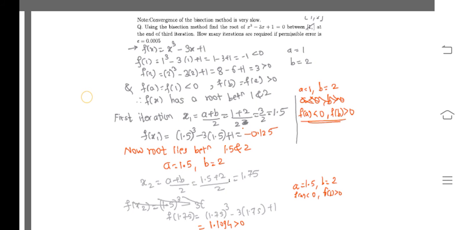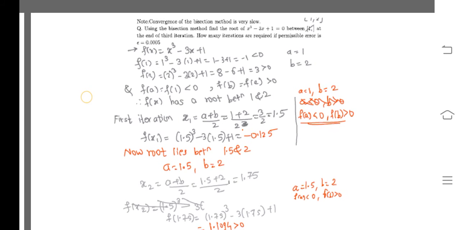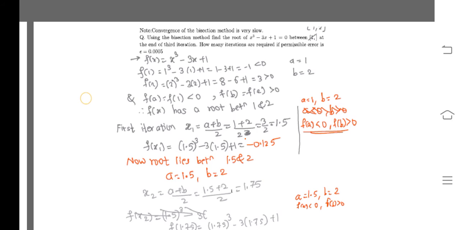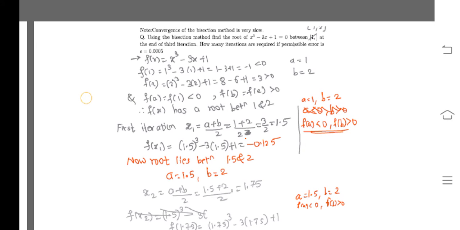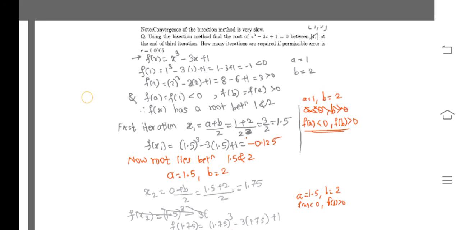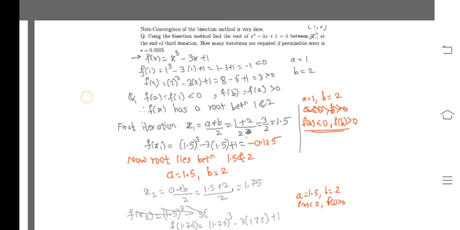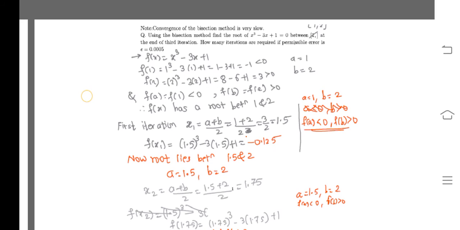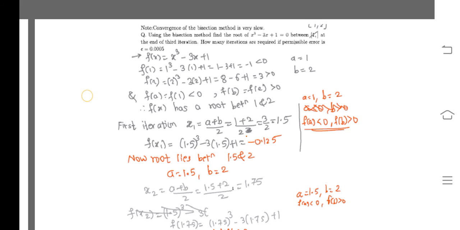Using the bisection method, we want to find the root of x^3 - 3x + 1 = 0 lying in the interval 1 to 2. We will do this procedure till the third iteration. Furthermore, we will find out how many iterations are required if the permissible error epsilon is 0.0005. So start with f(x) = x^3 - 3x + 1. Our interval is 1 to 2.